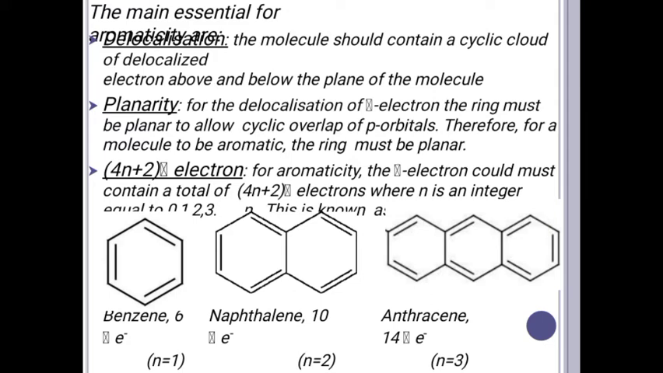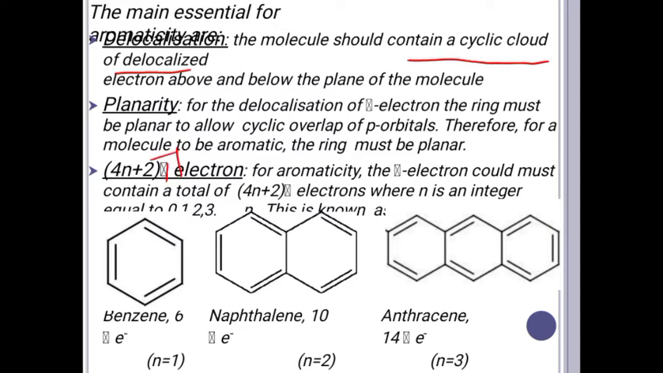If we are saying a compound is aromatic in nature, it should follow certain factors. First one is it contains a cyclic cloud of delocalized pi electrons. Next one is planarity. For the delocalization of the pi electron, the ring must be planar to allow cyclic overlap of p orbitals. That is, the compound should be planar. Ring must be planar.